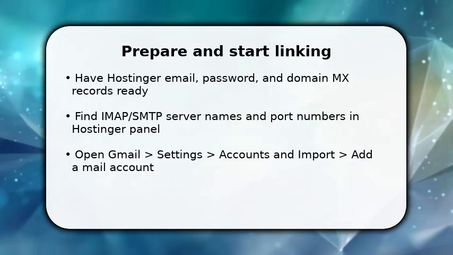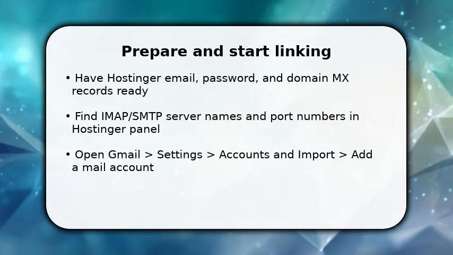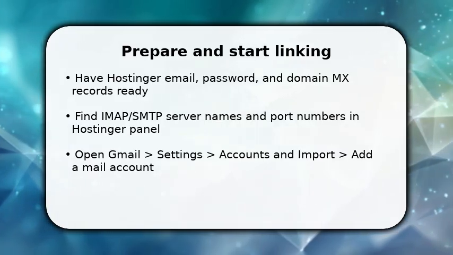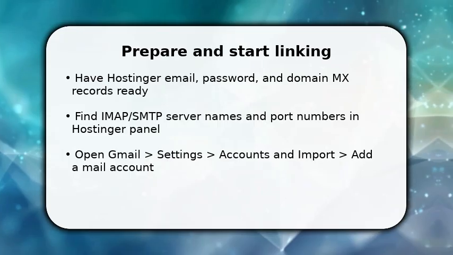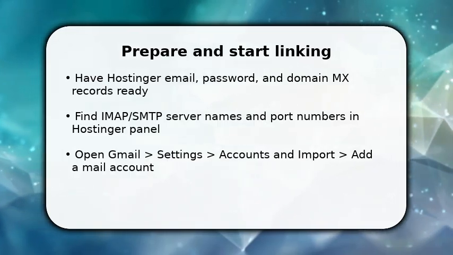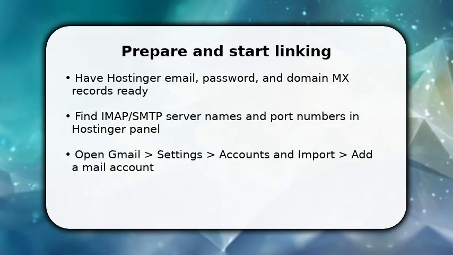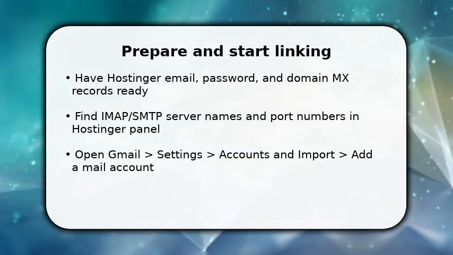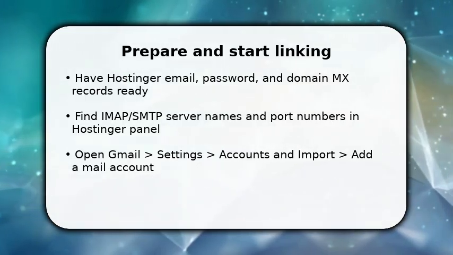You start with credentials and server details. If you skipped MX checks, do that now so mail routes correctly. Once ready, open Gmail, go to Settings, Accounts and Import, and click Add a Mail Account. Enter your full Hostinger address when prompted. This first step tells Gmail you want to fetch and send from that address.